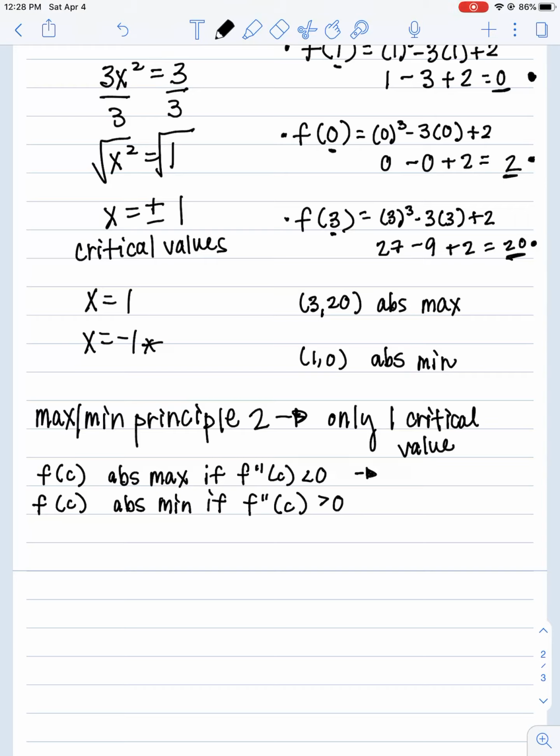And you may say, what the heck is this meaning? Well, if you learned what you were supposed to learn in the last section in 3.2, if the second derivative is less than 0, that means the second derivative is negative, guys.